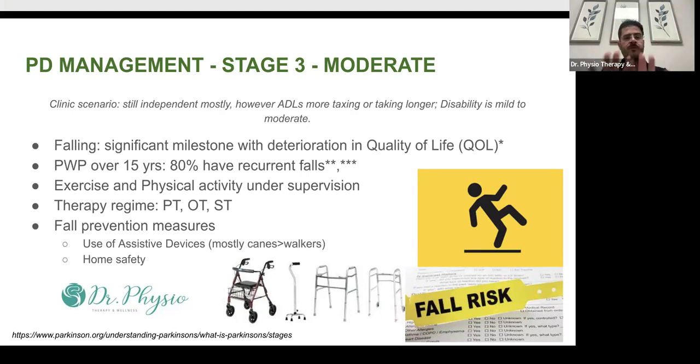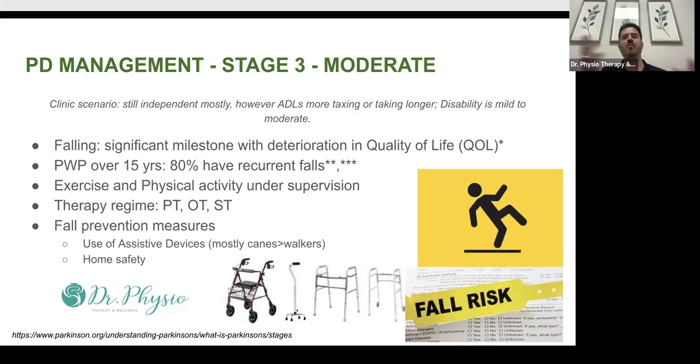And the main aspect for stage 3 is the falls, so the episodes of falls already happening, and something needs to be done because we know it's a significant milestone with deterioration in quality of life. What I always tell my patients, we just need one bad fall just to become a nightmare.